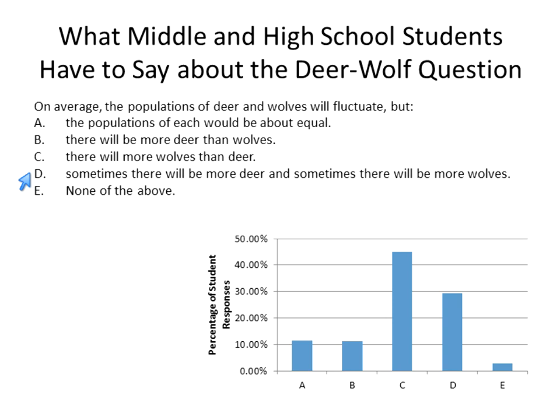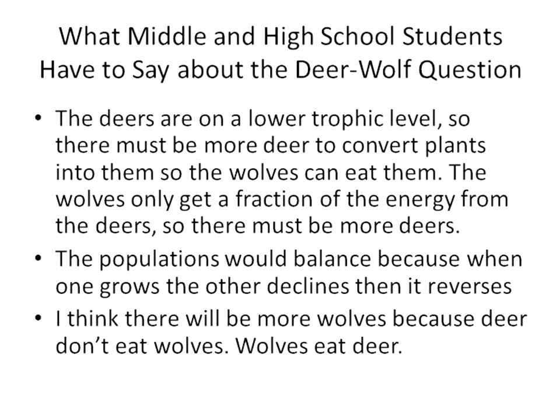And so we always ask the students to choose the best multiple choice answer, and then explain the results. Here are three representative answers, the three different levels that we see the students answer. This top answer right here is very rare. Only maybe 5 or 10% of the students answer it this way: the deer are on a lower trophic level, so there must be more deer to convert plants into them so the wolves can eat them. The wolves only get a fraction of the energy from the deer, so there must be more deer.